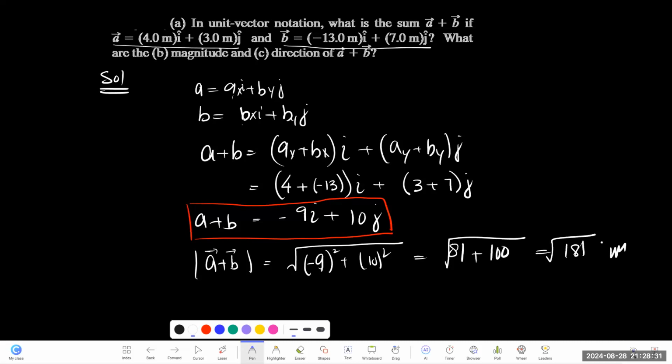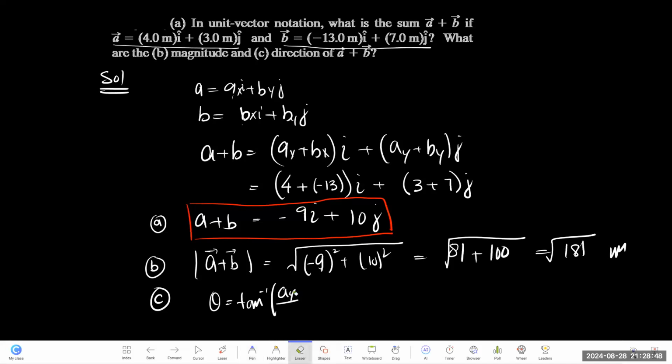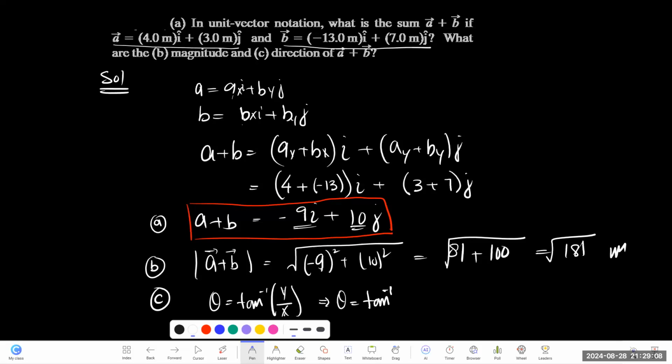That's it. Now I also need to do, so this is A, that is B part, C part same fraction. So theta, I know, is tan inverse of Y over X. Maybe I can call this C vector, so really it's going to be the Y component over the X component. So Y component is this, and X component is this. So let's substitute the value. I'm going to write theta equals tangent inverse.